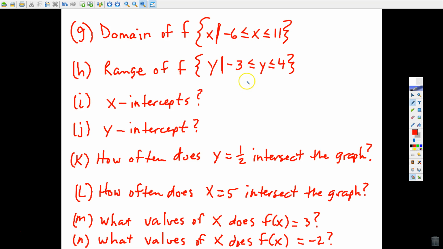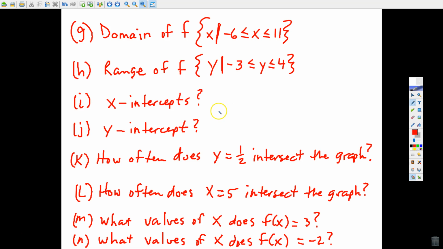Okay, so again, for range, you're thinking this way. What numbers along the y-axis are being used in this graph? Just get a range from one end to the other, and then for the domain, you're thinking the same way along the x-axis. And that takes care of our range.